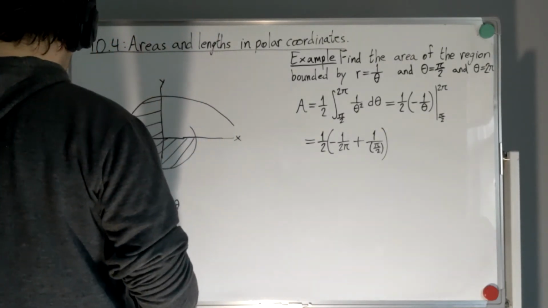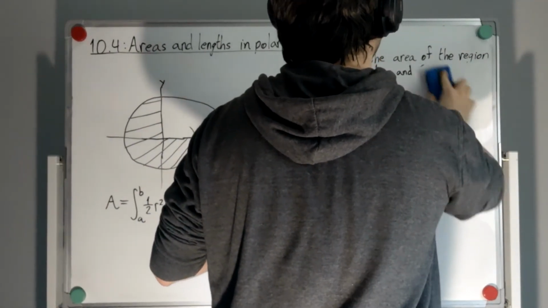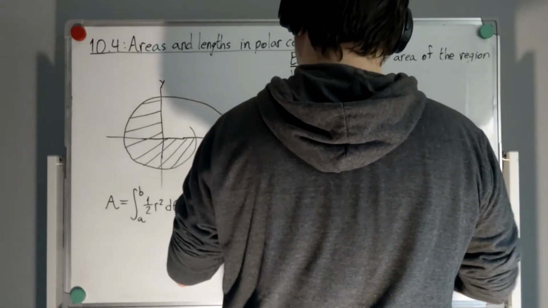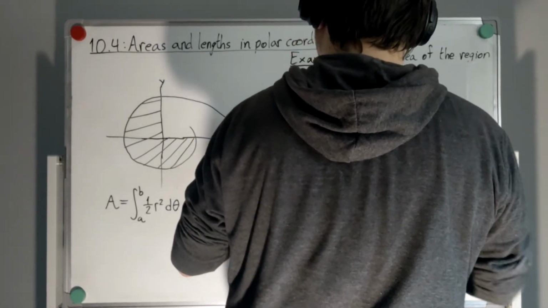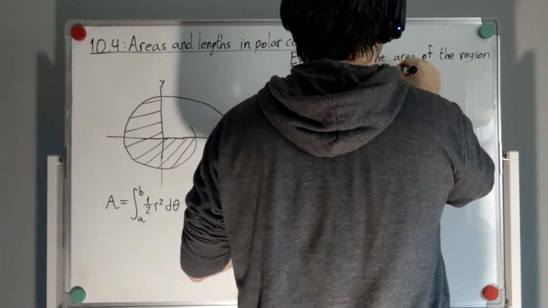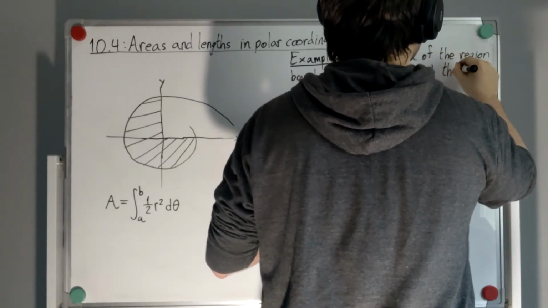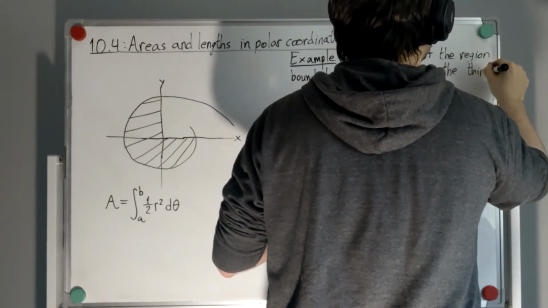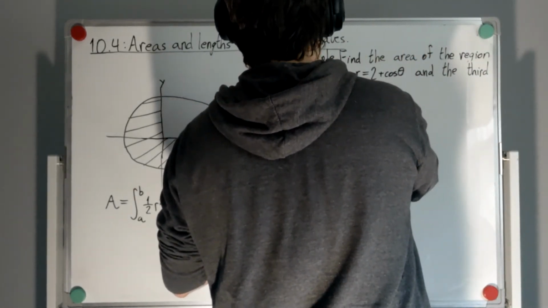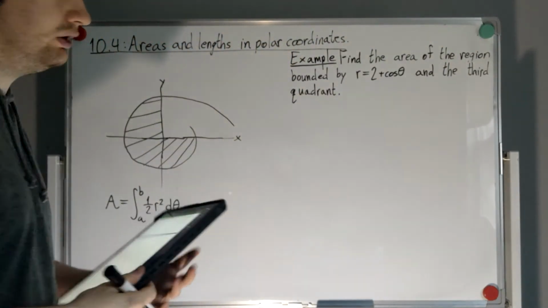All right, next up, let's find the area in the third quadrant enclosed by r equals 2 plus cosine theta. So we'll say and the third quadrant.